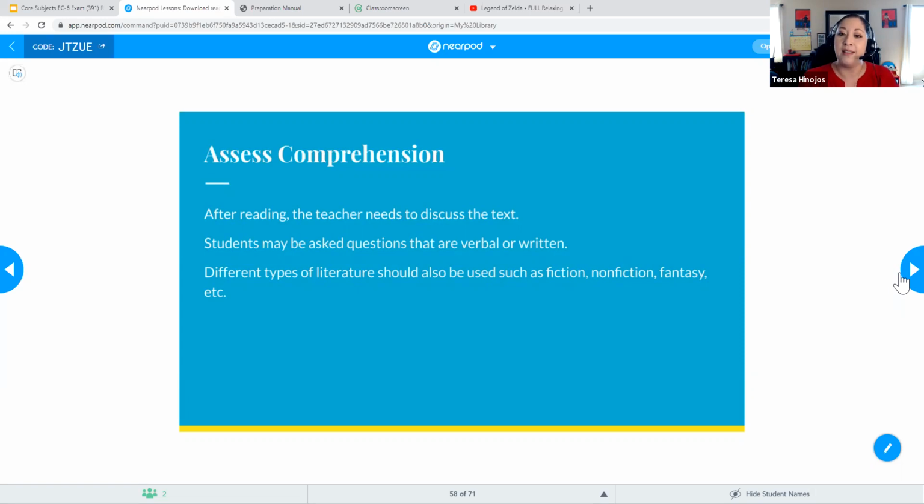Of course, it depends on the age and grade level whether you're going to have that written or not. And then there should be different types of literature used: fiction, nonfiction, fantasy. But of course, before you actually read those, you have to explain to students the components of that type of literature.